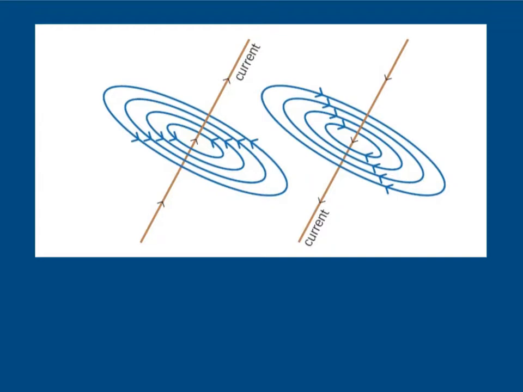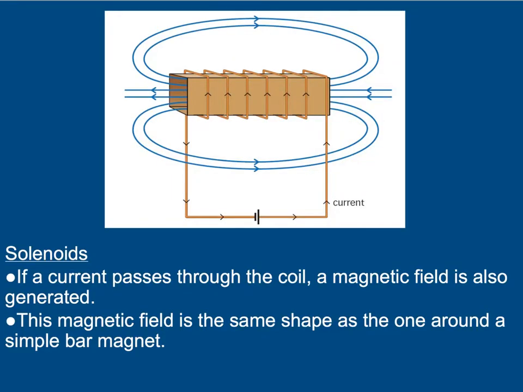The shape of the magnetic field around a single wire is a series of concentric circles. If the wire is looped into a coil, then the shape resembles that of a bar magnet. When the wire is in loops like this, it creates something called a solenoid, and the magnetic field is the same as that of a bar magnet, with a north pole and a south pole, and the magnetic field lines run from north to south.